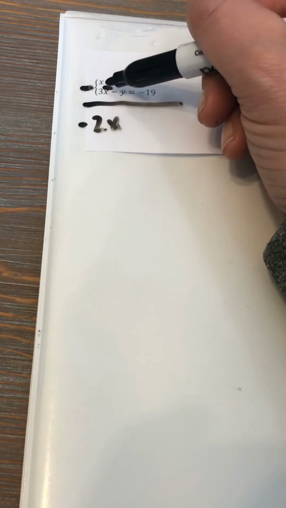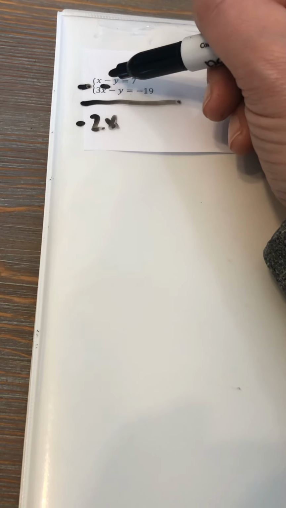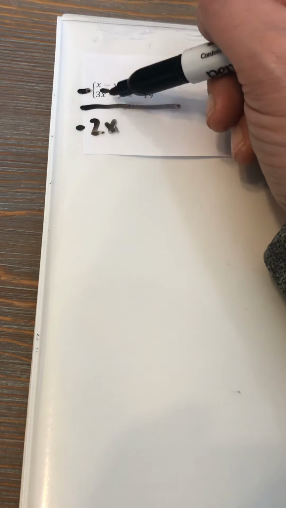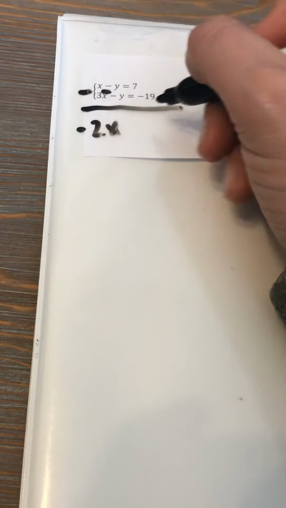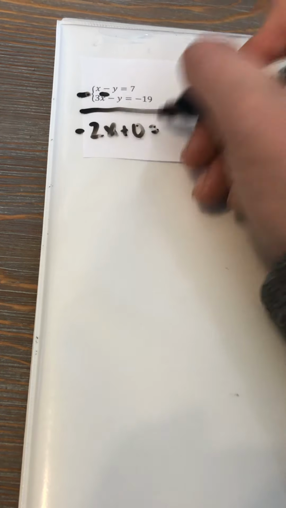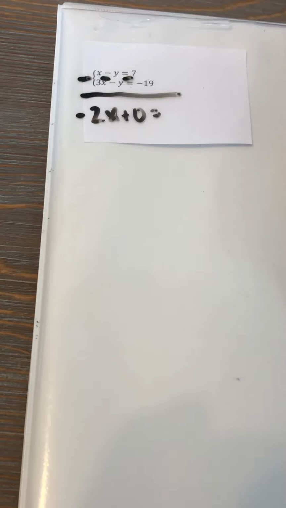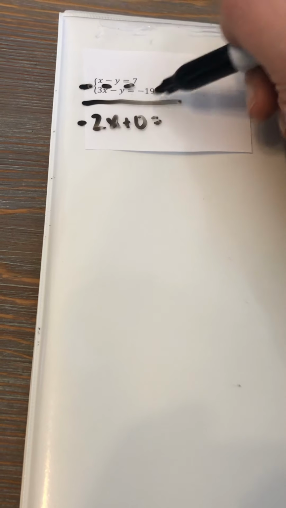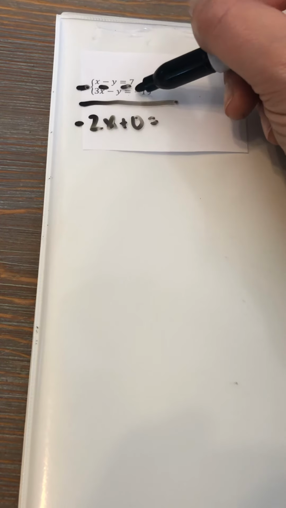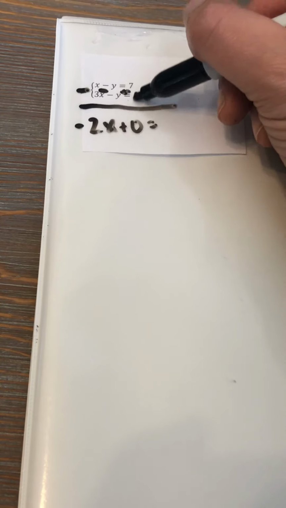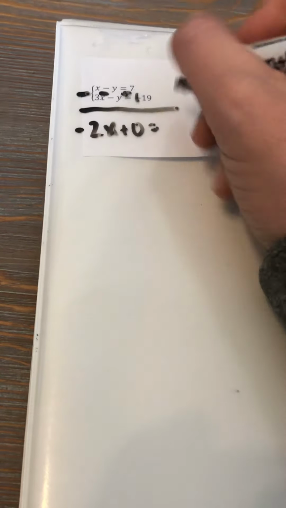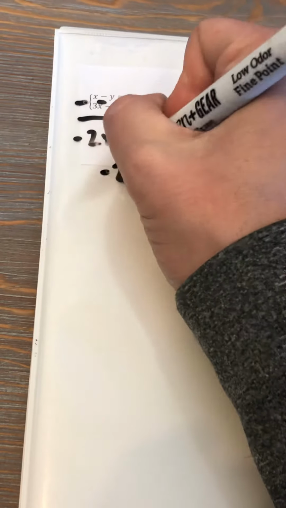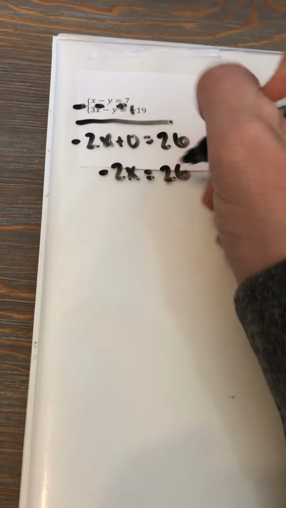So negative 1x minus negative 1y is like adding. So we're going to do negative plus a positive, which is going to give us the 0. But then I also have to subtract here so that we can get rid of this over here. So we can eliminate on the right-hand side as well. 7 minus negative 19. Again, it's going to be like adding. So 7 plus 19 is going to give me a positive 26. So negative 2x equals 26.